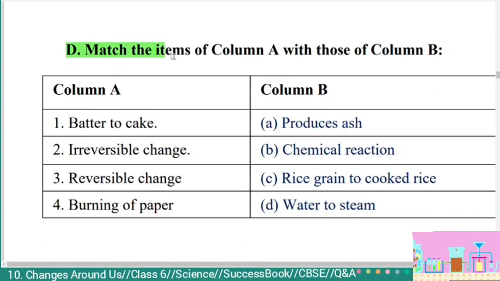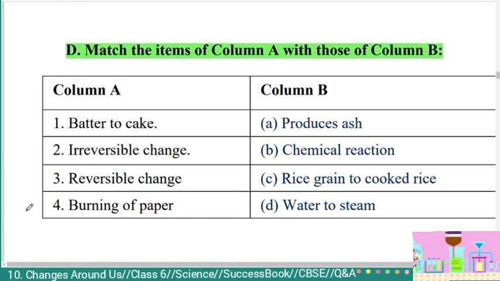Next main, D, match the items of column A with those of column B. In column A, it is given as first, batter to cake, second, irreversible change, third, reversible change, fourth, burning of paper. First, batter to cake, it is a chemical reaction. Irreversible change, it is a rice grain to cooked rice. Reversible change is water to steam. Burning of paper, it produces an ash.